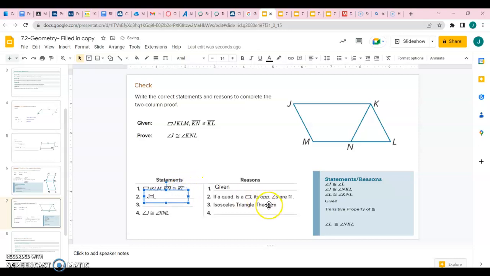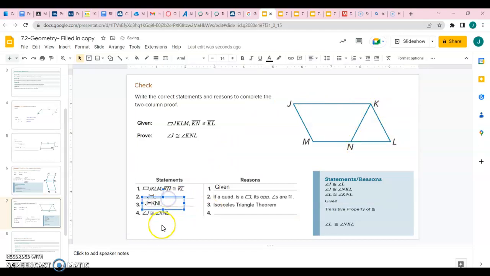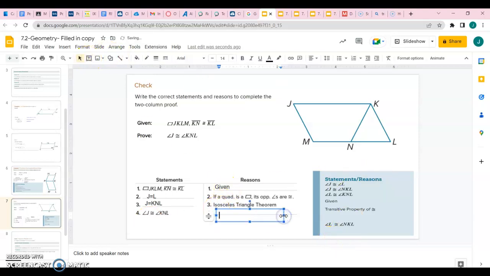And then the isosceles triangle theorem tells me what we're trying to prove. So in the next box where the statement is would be what they gave me right up there. So angle J equals KNL, because this part over here is a triangle and it would be equal to that. And the last part, the same thing now, angle J is equal to KNL, and that one is again my transitive property, just telling me that they equal one another.